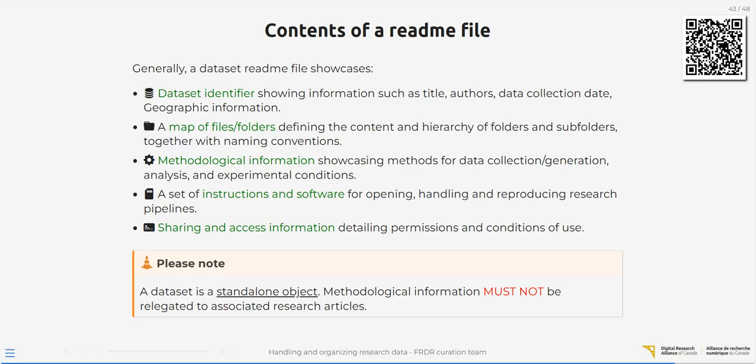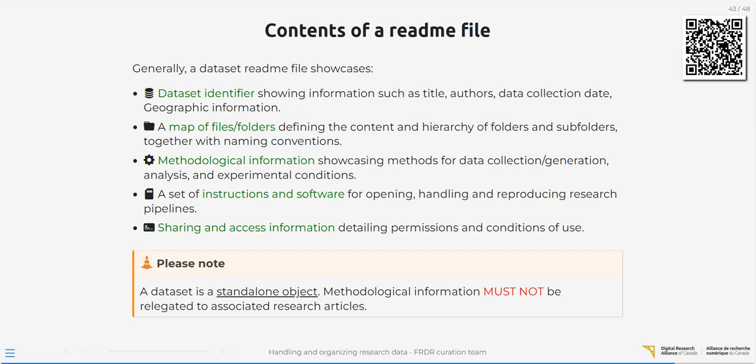Here are the key elements to include. First, provide a dataset identifier. This includes the title, author names, data collection dates, and any relevant geographic information. Next, include a map of files and folders, showing the organization of your dataset, along with naming conventions. Also include methodological details, such as how the data was collected, processed, and under what experimental conditions. Don't forget the instructions and required software to open or reproduce your analysis pipeline. Finally, specify the sharing and access conditions so users know how they are allowed to reuse the dataset.